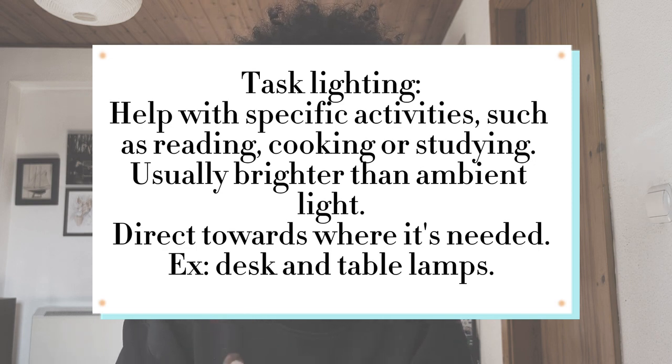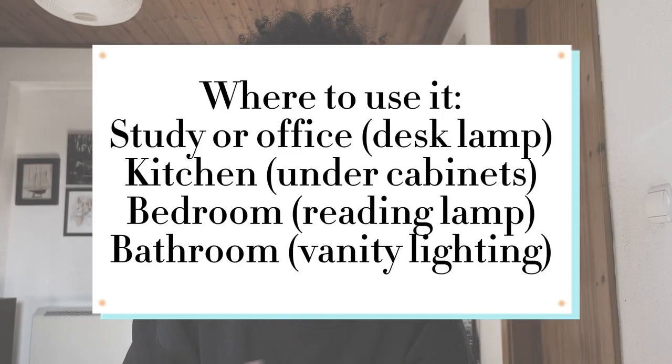The task lighting. The task lighting is used to help you with specific activities like reading, cooking, or studying. It's usually brighter than the ambient lighting and directed towards where it's needed the most. This type of lighting may come from a variety of sources, including desk or table lamps. Where can you use this type of lighting? In a study or office, desk lamps, kitchen under cabinets, bedroom reading lamps, or the bathroom vanity lighting.